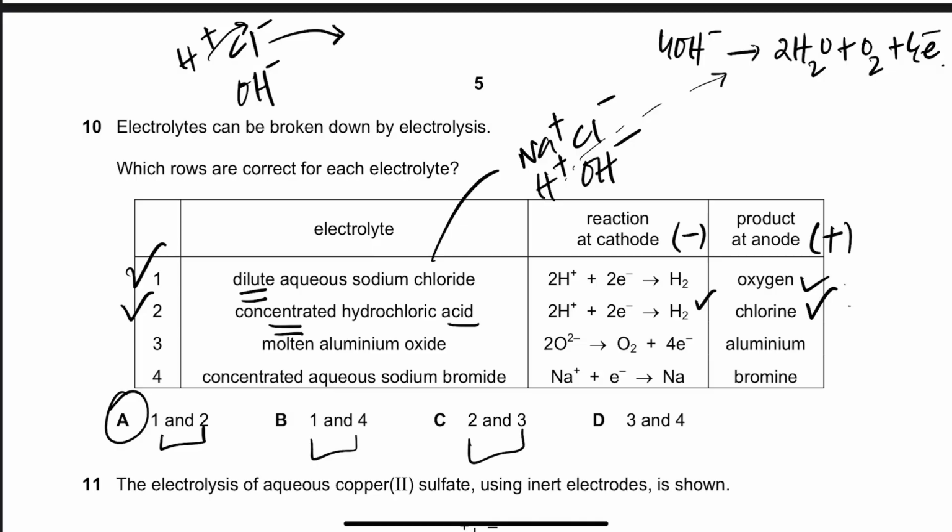But even if I look at 3 and 4, you realize that molten sodium aluminum oxide would have Al³⁺ and O²⁻, and aluminum should be formed at the cathode, not the anode, because the cathode is the negative terminal and it'll attract the positive ion towards it. But here they've shown oxygen, so they've actually reversed this for you. So 3 is wrong. And concentrated aqueous sodium bromide, where bromine will be formed, but here hydrogen should be formed. So 4 is also wrong.